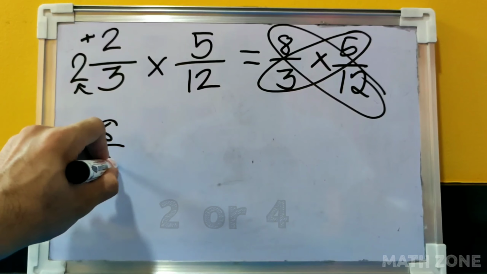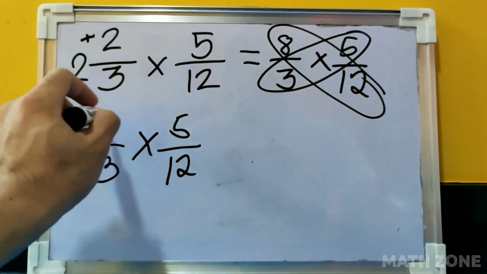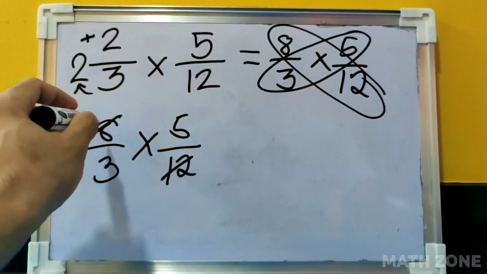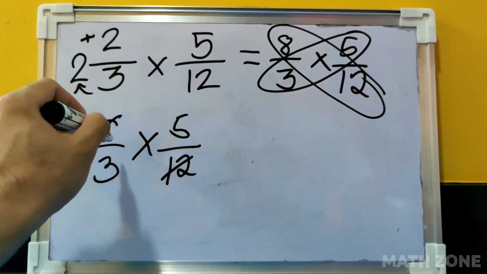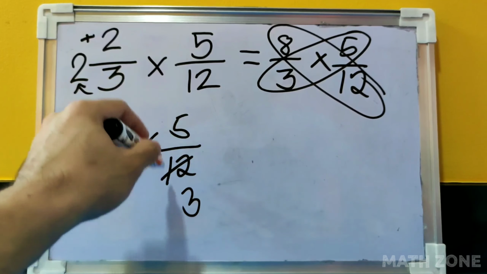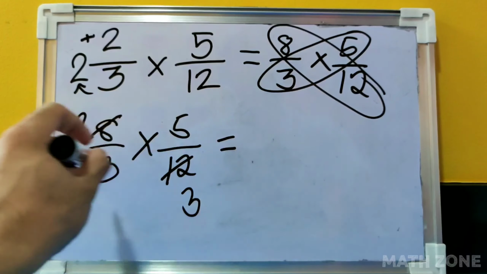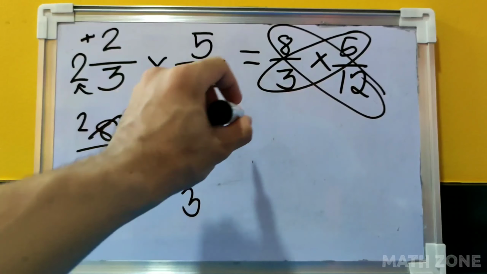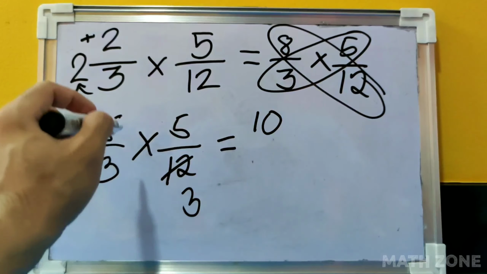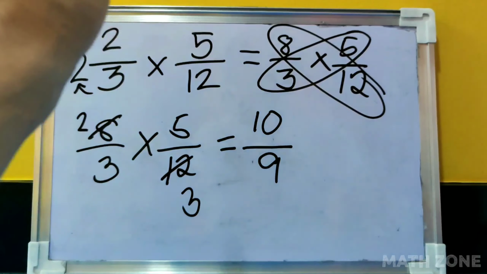So 8 over 3 multiplied to 5 over 12. So we cancel these numbers. We divide it by 4. 8 divided by 4 is 2. 12 divided by 4 is 3. Again, this method is called cancellation. Now we can multiply them. 2 times 5, which is 10. And 3 times 3, which is 9.